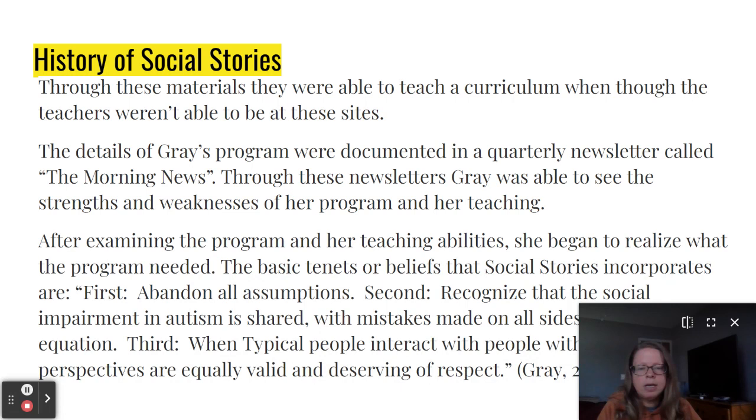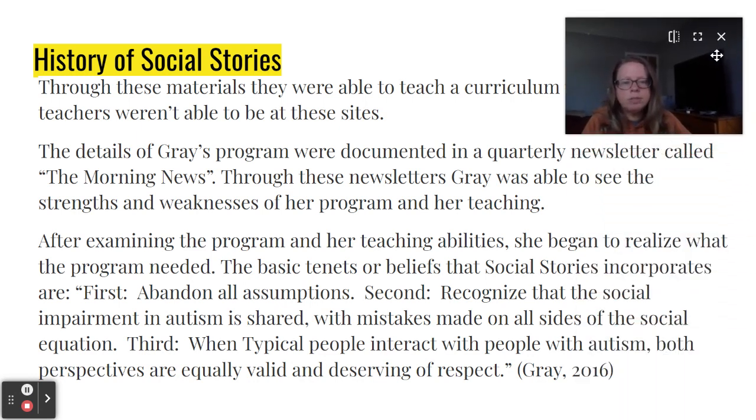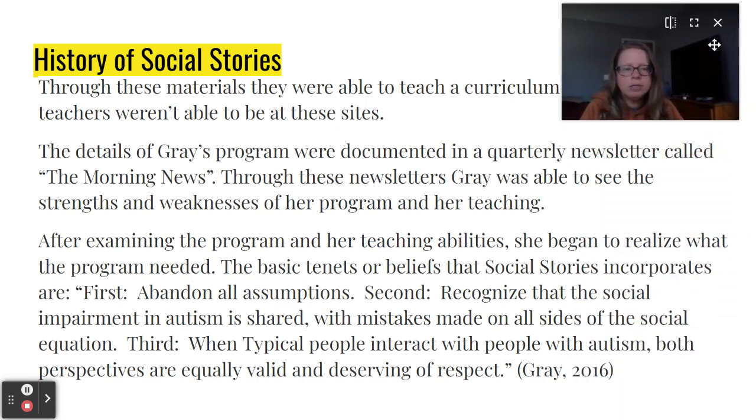The basic tenets or beliefs that social stories incorporates are: first, abandon all assumptions; second, recognize that social impairment and autism is shared with mistakes made on all sides of the social equation; third, when typical people interact with people with autism, both perspectives are equally valued.